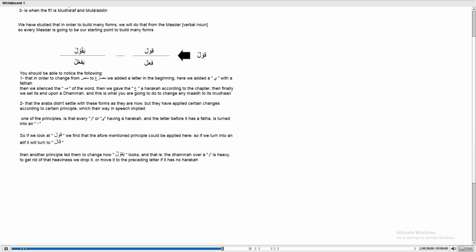When we have a dhamma on a waw, or a dhamma on a ya, or a kasra on a ya, this is heavy. Now to get rid of that heaviness, we move it to the preceding letter if it has no haraka, or we drop it. This is better. So we look at the letter before. If the letter before has no haraka, we give the dhamma to it. Otherwise, we drop it. Understood?